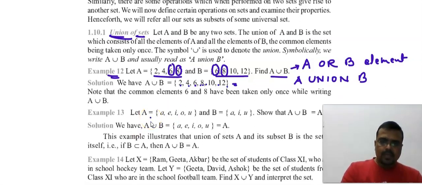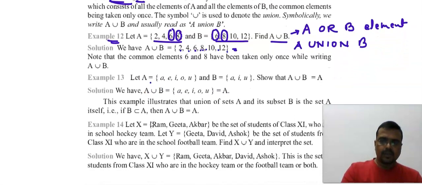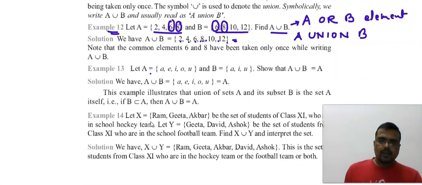Have a look at example 13. You can see example 13 has the elements. Set A is A, E, I, O and U, and set B is A, I and U. Now we have to show that A union B will be equal to A.